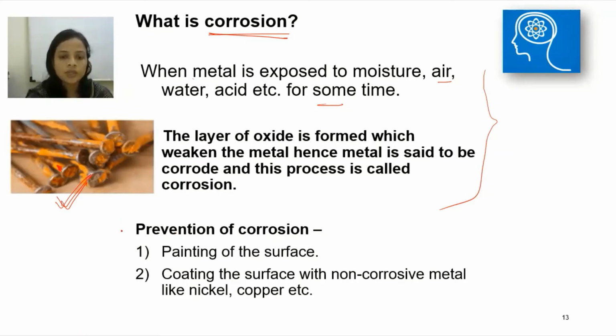Now, methods of prevention of corrosion. First is painting the surface of the metal. So if we paint the surface of the nail, then we can prevent it from corrosion. Second is coating the surface with a non-corrosive metal. Which are the non-corrosive metals? Nickel is a non-corrosive metal. Copper is a non-corrosive metal. So by coating the surface of metals which corrode with the help of non-corrosive metals, we can prevent corrosion.